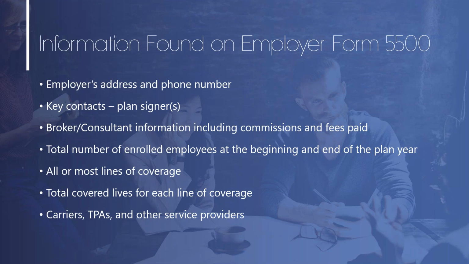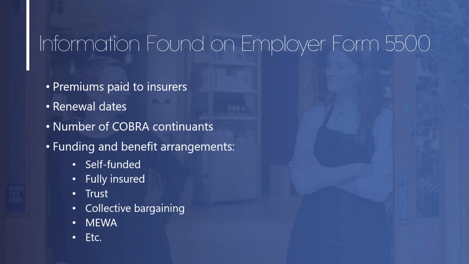How about the total number of employees at the beginning and end of the plan year? That gives us a good idea of how many are actually participating, and what the story is in terms of general participation rates on certain types of lines of coverage, and really what lines of coverage are offered by this employer, and who the carriers, TPAs and other service providers are that provide these lines of coverage. And we go further. What are the premiums paid to insurers? What were the renewal dates? How about the number of COBRA constituents? And then, of course, the different funding and benefit arrangements.